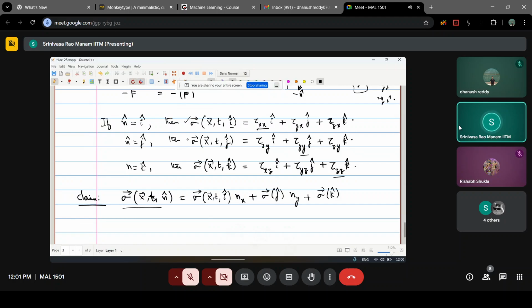So that means these are the things that I am writing. In terms of this, you have to multiply with these coefficients nx, ny, nz. That is the components of your normal vector.